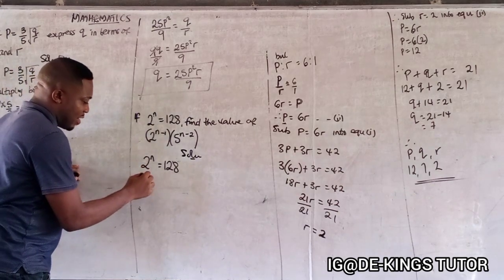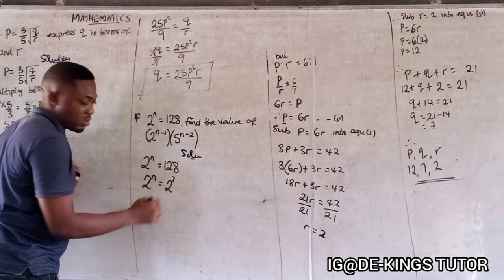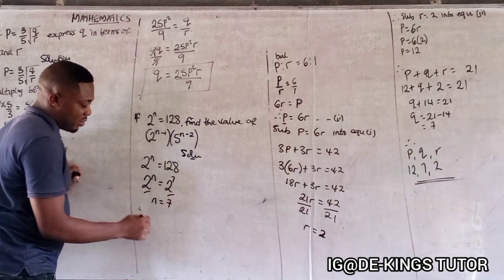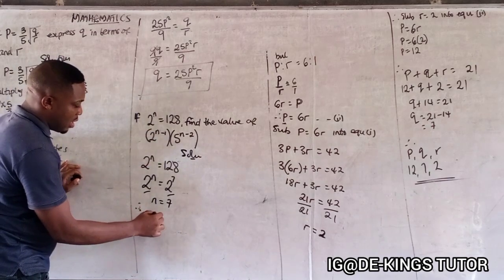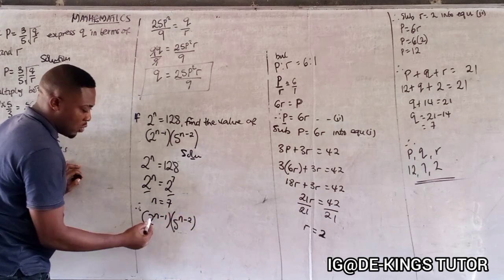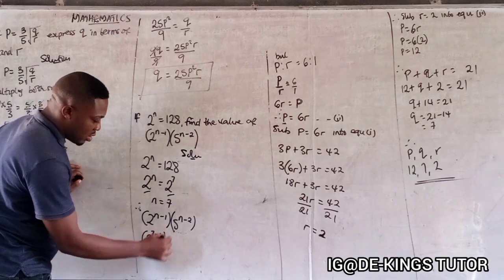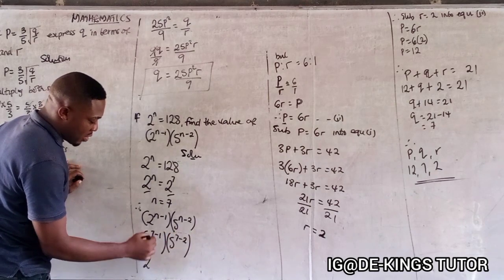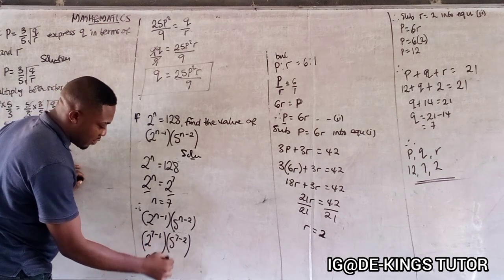Okay. So we have 2 raised to the power of n equals 128, which is 2 raised to the power of 7. So equating indices, n equals 7. And therefore, to substitute into 2 raised to the power of n minus 1 times 5 raised to the power of n minus 2: whenever I see n, I place 7. So I have 2 raised to the power of 7 minus 1 times 5 raised to the power of 7 minus 2. So we have 2 raised to the power of 6 times 5 raised to the power of 5.